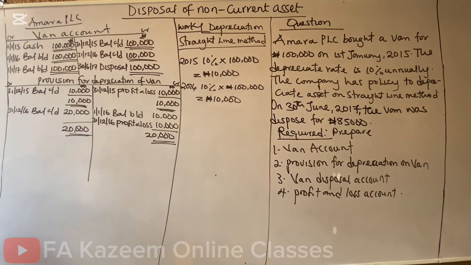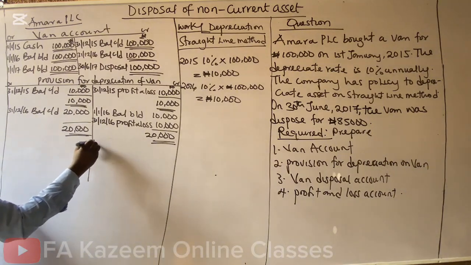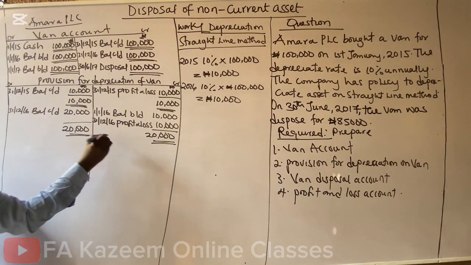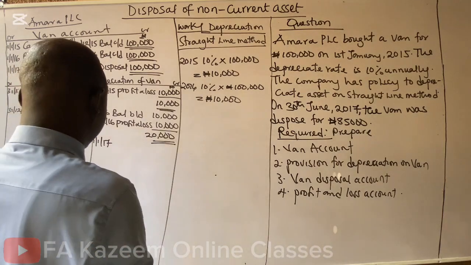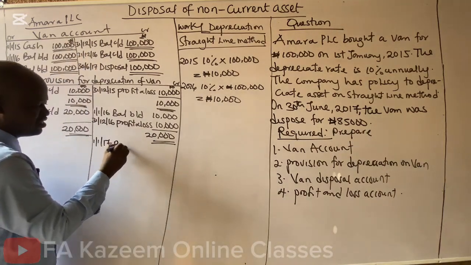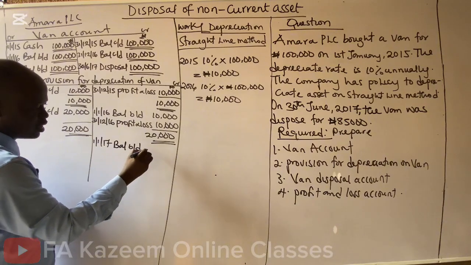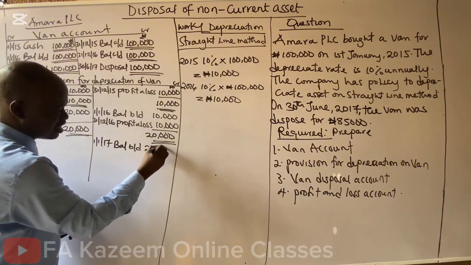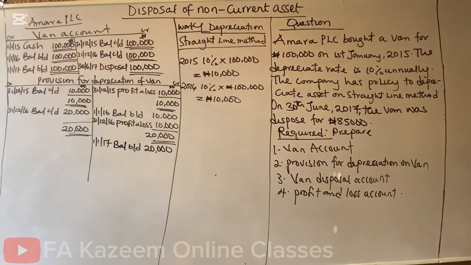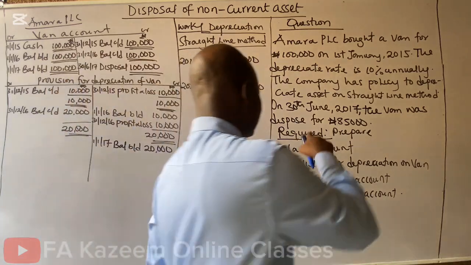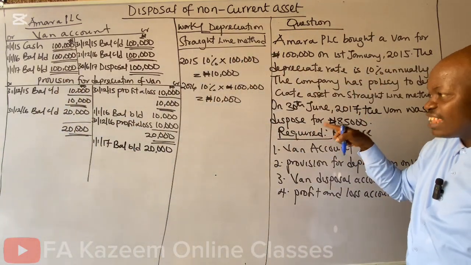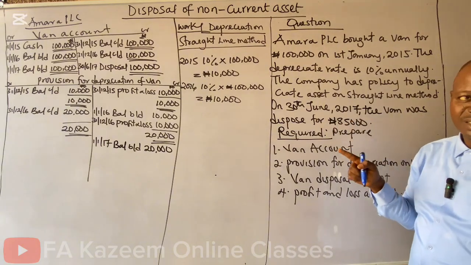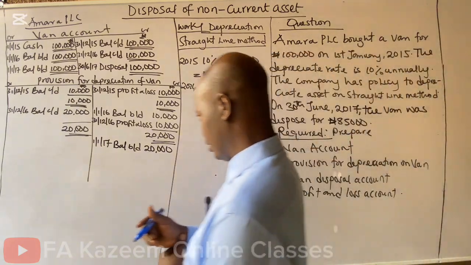Let's go to 1st of 2017. On 1st of 2017, the asset is still in existence, balance brought down, and there's an accumulated depreciation of 20,000. But this asset was sold in June 2017, meaning this asset did not last January to December. How do we do this?